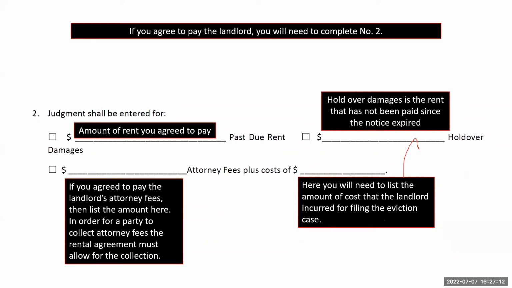Okay, so for number 2, this is if you agree to pay the landlord any money, then this is where you're going to put it, right? You're going to include the amount of rent you agreed to pay. You'll include the amount of holdover damages. Holdover damages is the rent that hasn't been paid since the notice expired. Again, if you agree to pay the landlord's attorney's fees, then you will list the amount there. And in order for a party to collect attorney's fees, the rental agreement must allow for it. And you'll also include costs for the plaintiff, and the cost will just be like a filing fee or any other fee that they pay to file documents with the court. So all of that amount will be listed in number 2.